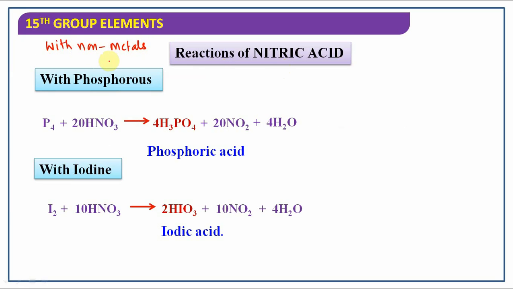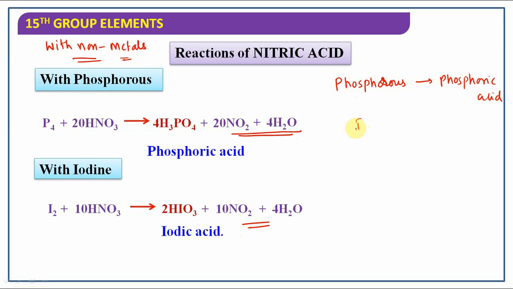Whenever you take non-metals, children, in all of these, NO2 plus H2O is common. So how do we have to remember? If I take phosphorus, it gives phosphoric acid. If I take iodine, it gives iodic acid. Phosphorus gives phosphoric acid. Iodine gives iodic acid.